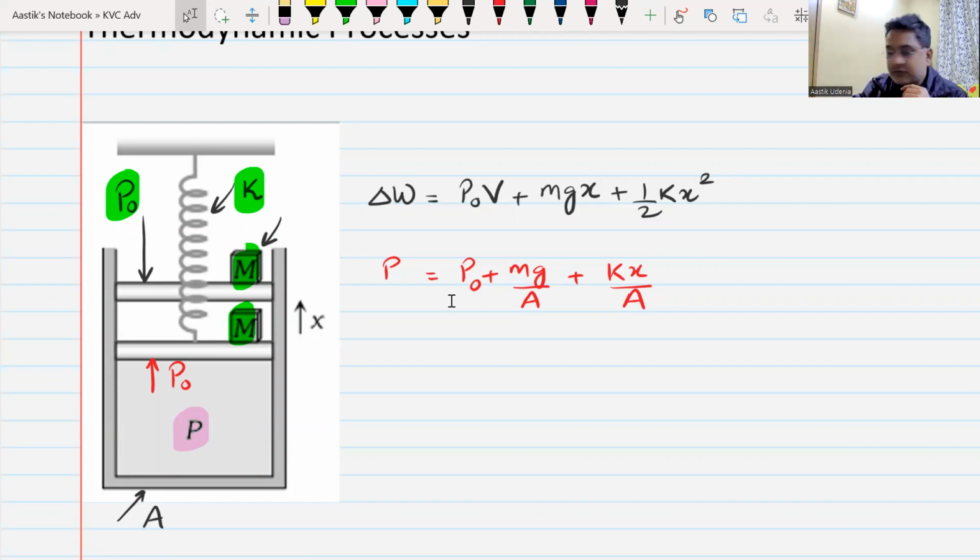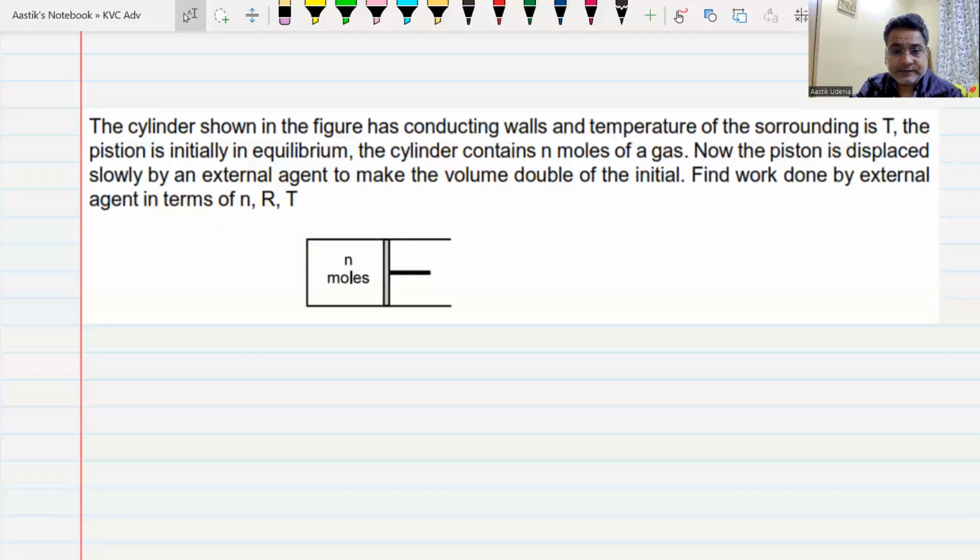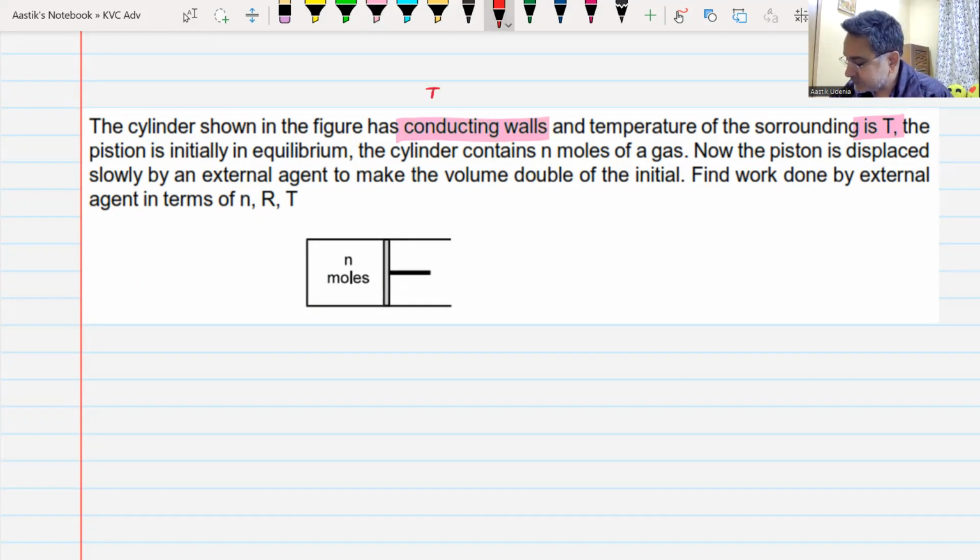Okay, let me give you the next question. And the next question is this. I'll give you 2 minutes to solve this one. Read the question and give me the answer. Remember, whenever the question says that the process is happening in conducting walls, the surrounding temperature is T and it is open to atmosphere, walls are conducting. This is a case of an isothermal process.